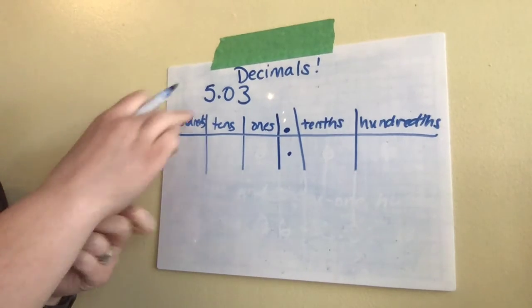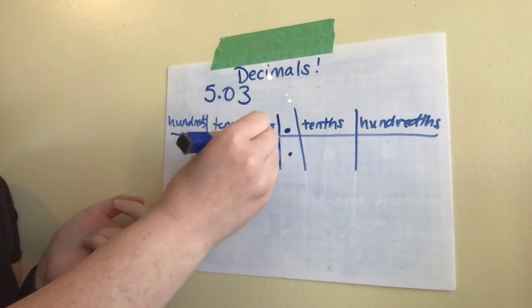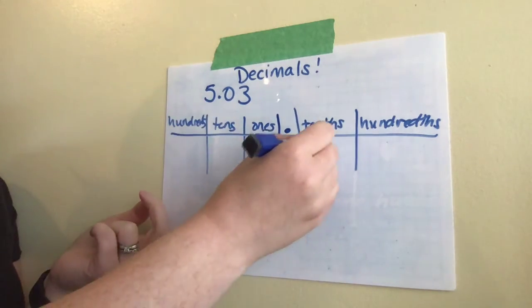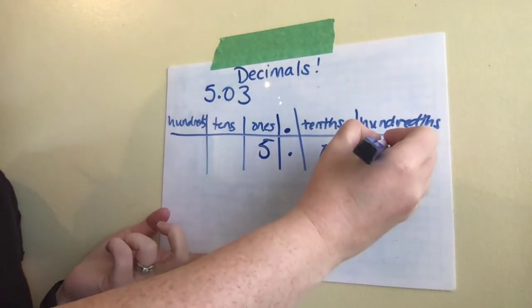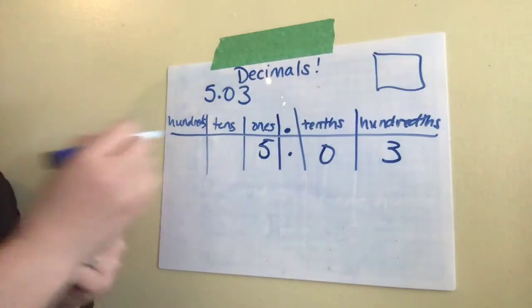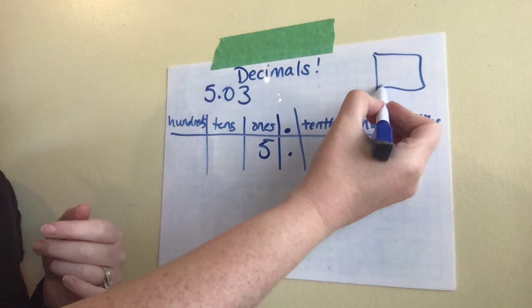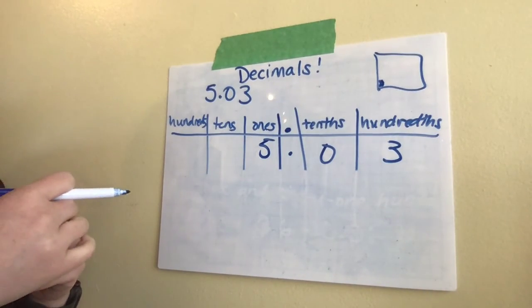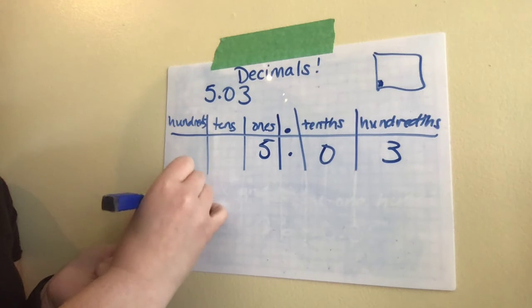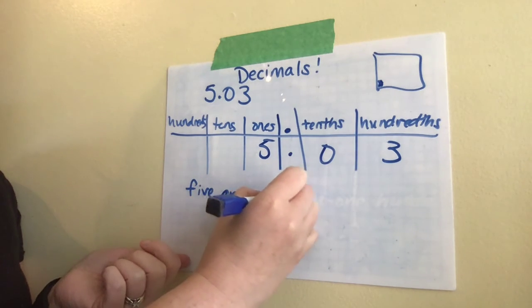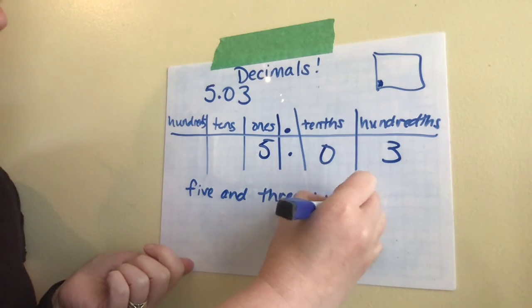In our place value chart, we have 5 wholes. We have a decimal here. We don't have any tenths, but we do have 3/100ths. So imagine that on your hundredths flat, only 3 of those little blocks would be filled in. It's a really tiny little amount. To write that, I would write 5 and 3/100ths.